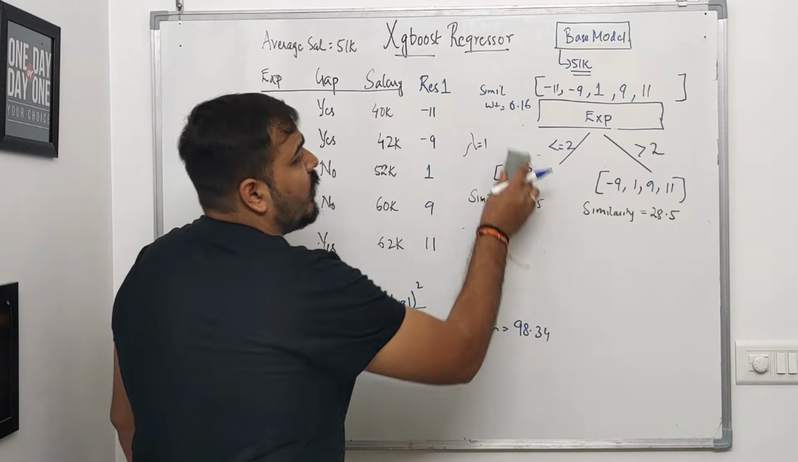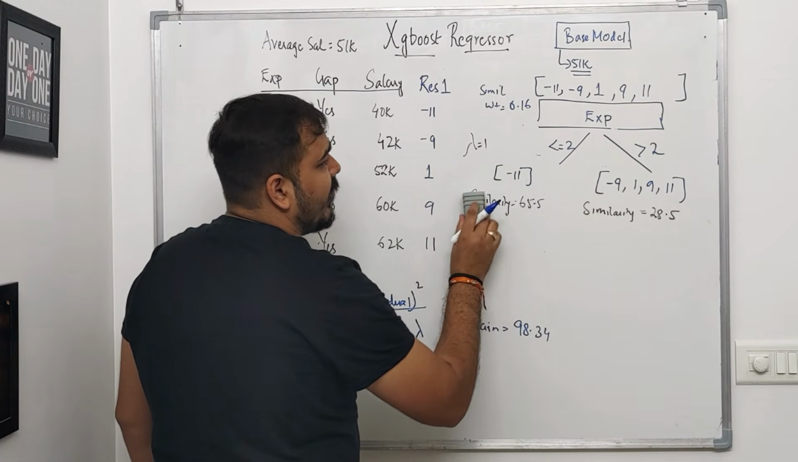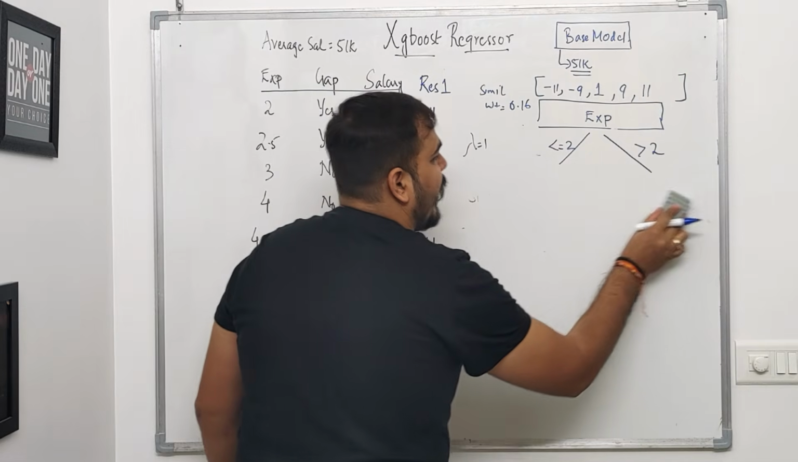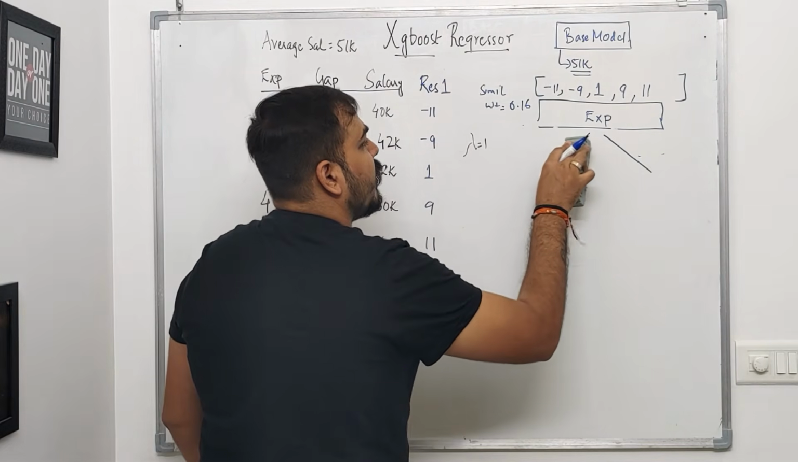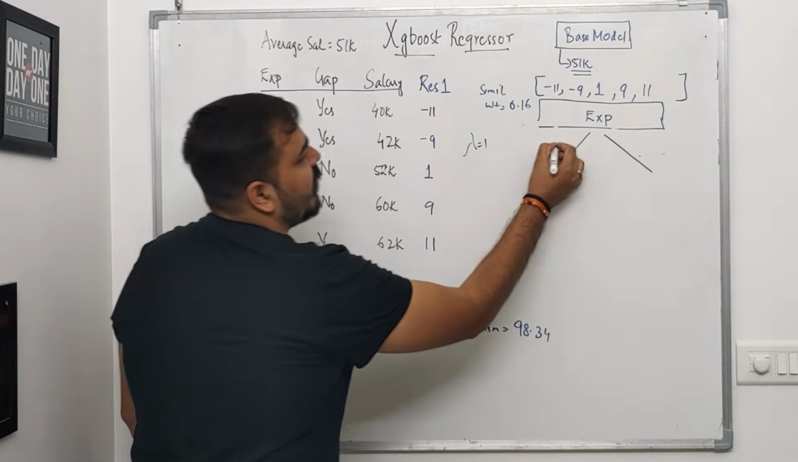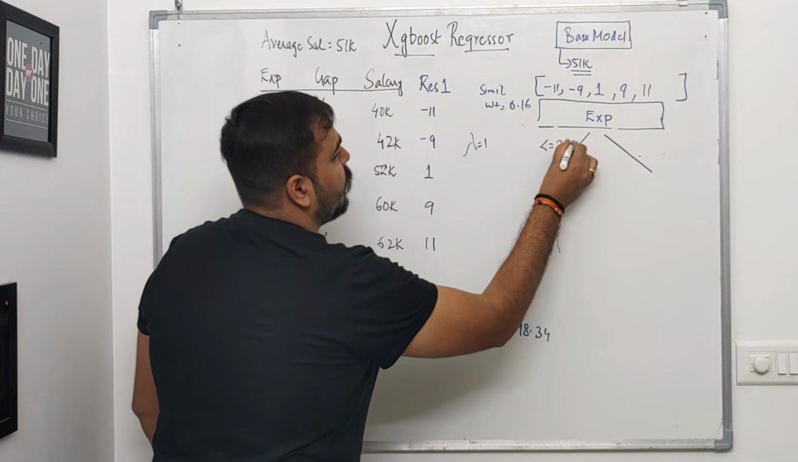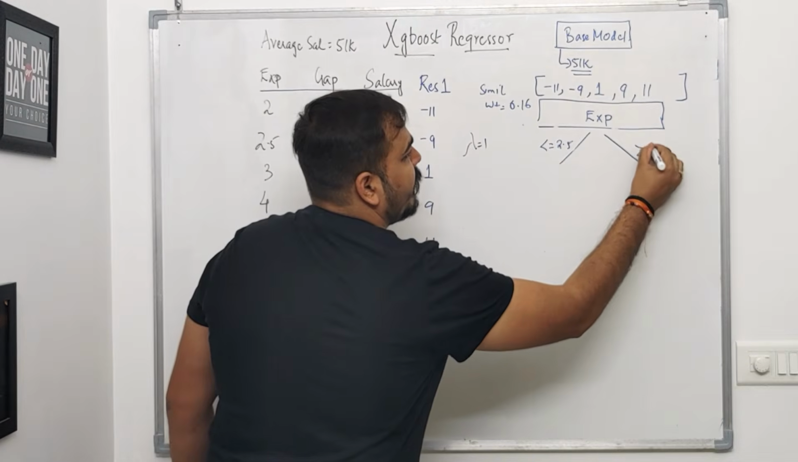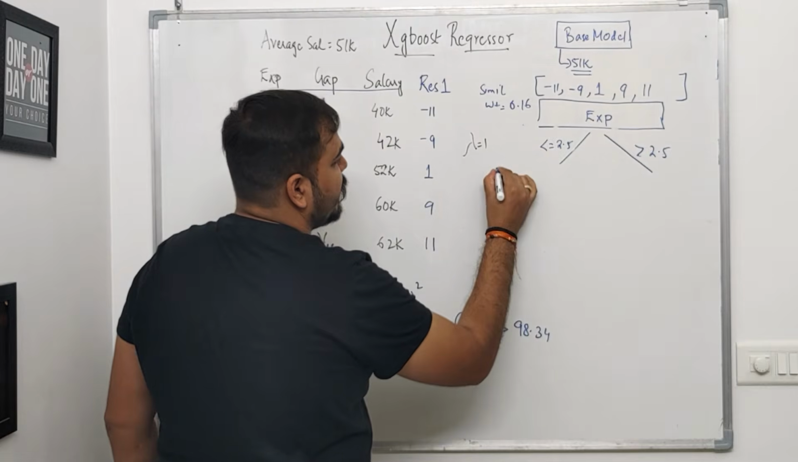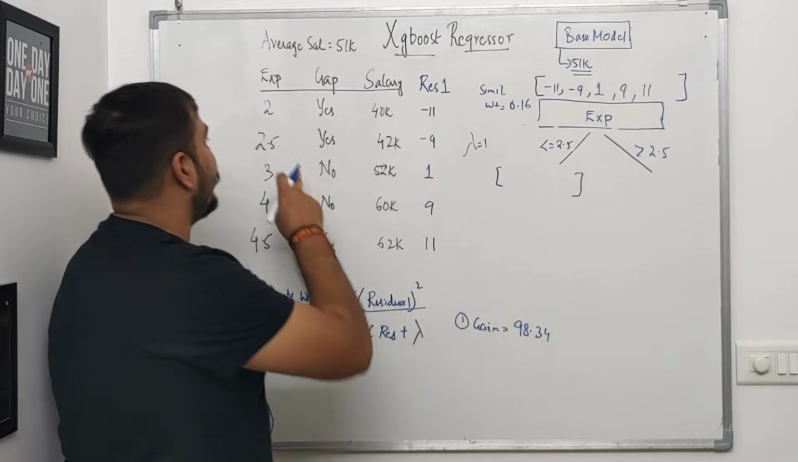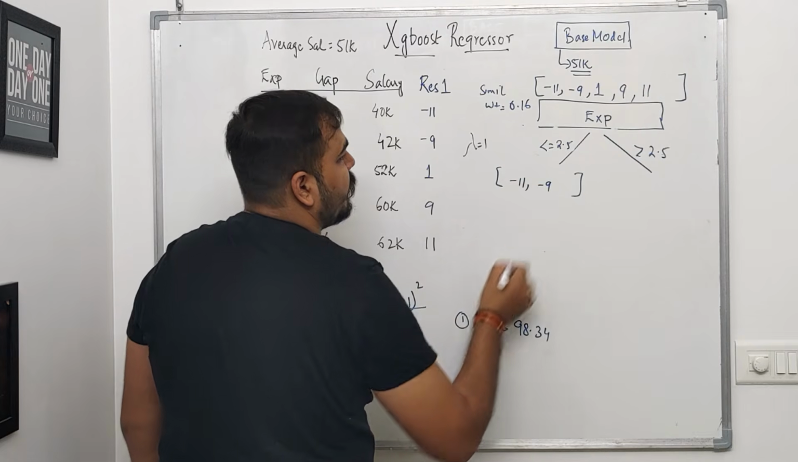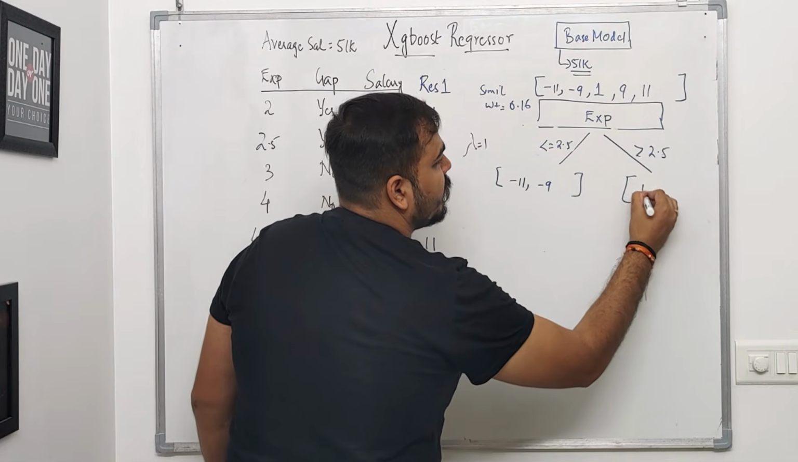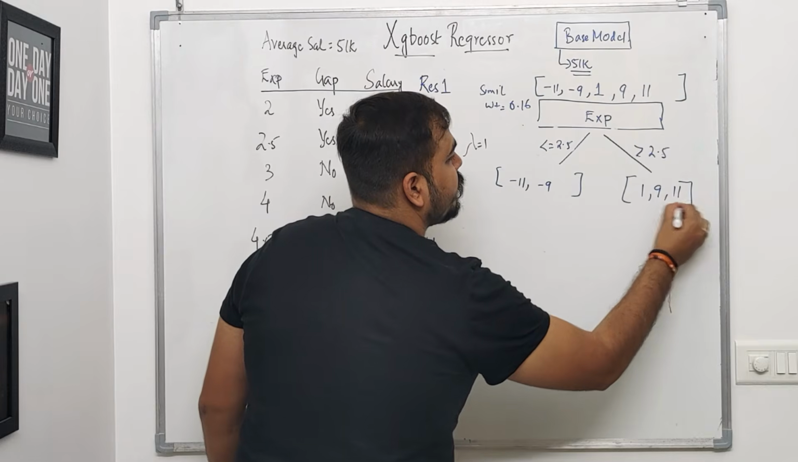Now in my second split, I'm going to rub this out and go to my second record. The second record is nothing but 2.5. So here I'll say less than or equal to 2.5 and greater than 2.5. When I do this, less than or equal to 2.5, how many records are there? 1, 2. So here I am going to write minus 11, minus 9. And here again there will be 3 records, 1, 9, 11.